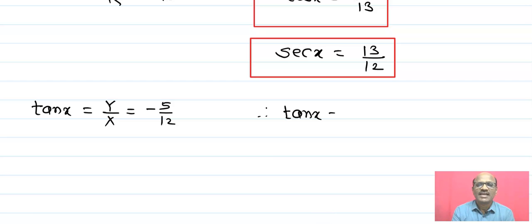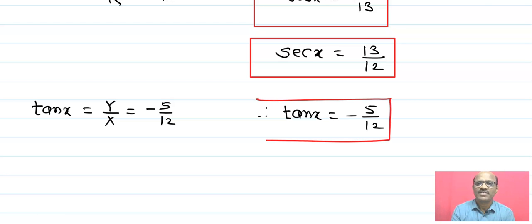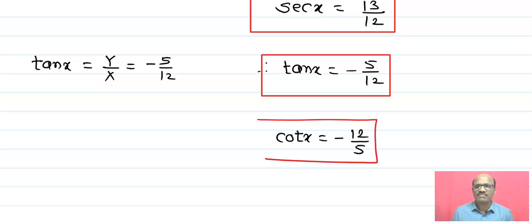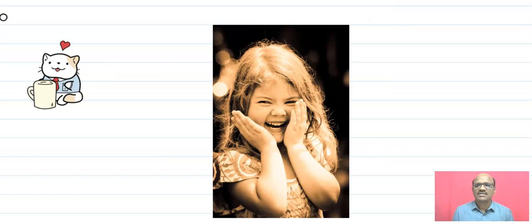Now the next is tan x is equal to y upon x, that is minus 5 upon 12. Therefore its value directly comes minus 5 by 12. Cot, its reciprocal, that is x upon y, that is minus 12 by 5, and hence the answer. Now we have completed exercise 2.1.